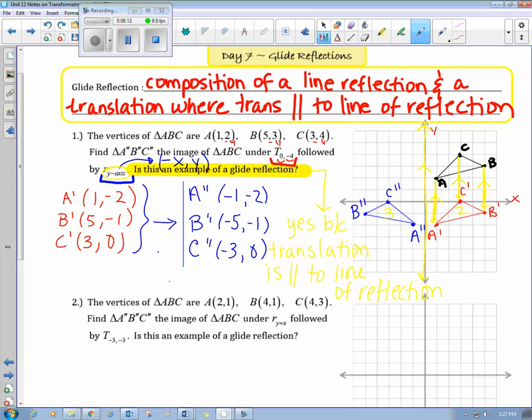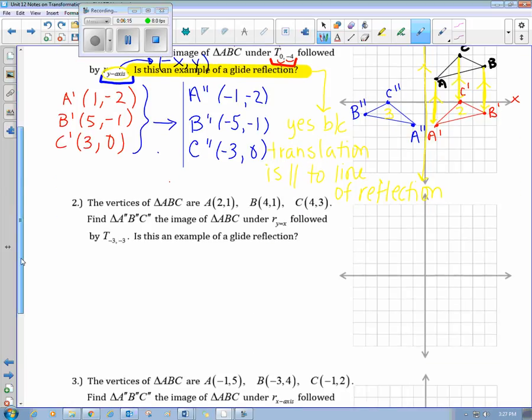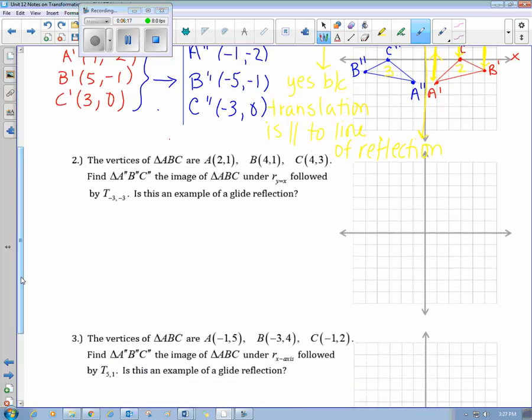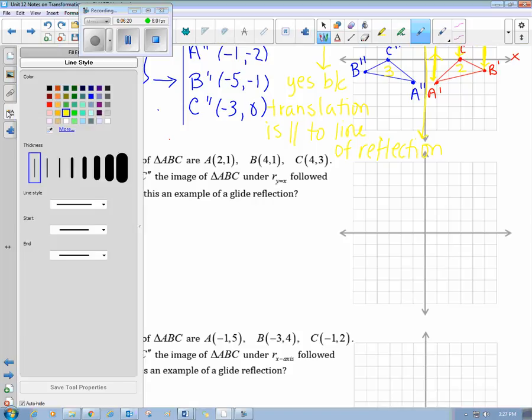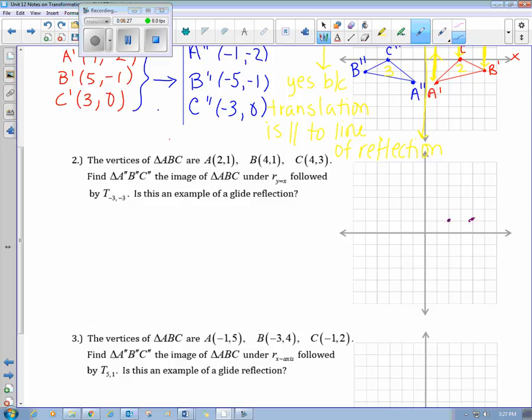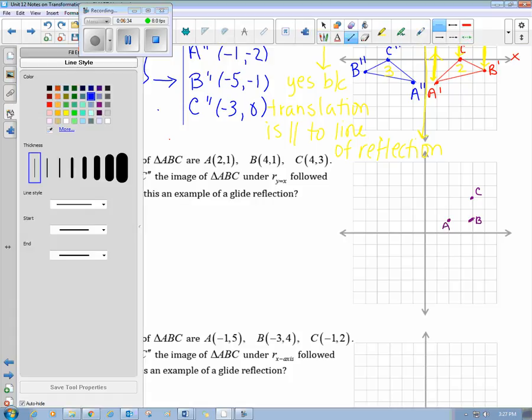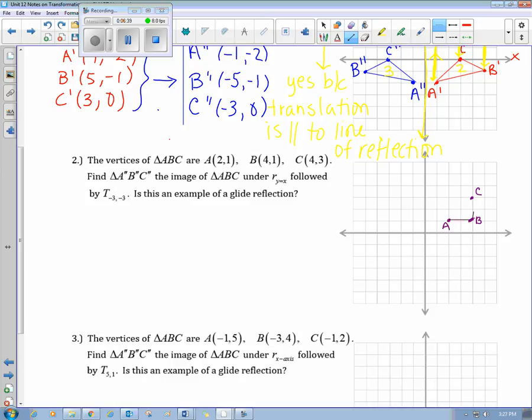Okay, so let's take a look at question number 2. Please plot the points of the original triangle. So in the original triangle, I have 2, 1, 4, 1, and 4, 3. A, B, C. I'm going to connect those points. So I connect A to B, and B to C, and C to A. There's my original triangle. I'm actually going to put a number 1 on this one, just as a reminder that that was the first one.